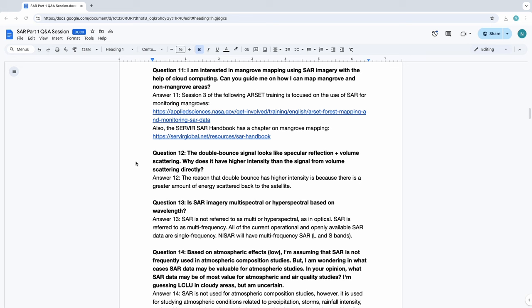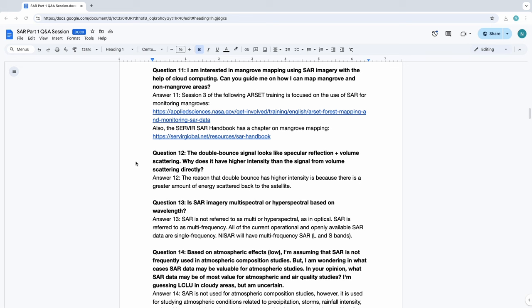Why does it have higher intensity than the signal from volume scattering directly? I think I know what this person is asking, and perhaps that drawing on volume scattering, that cartoon, can be modified to show that with volume scattering, you've got the signal penetrating within the volume, and part of that signal is being reflected away from the radar, but a large portion of the signal is also being reflected back toward the satellite.